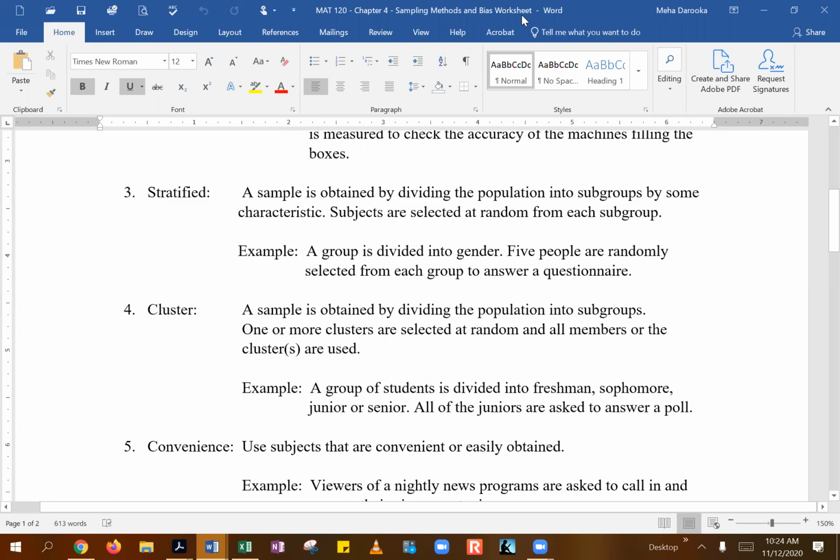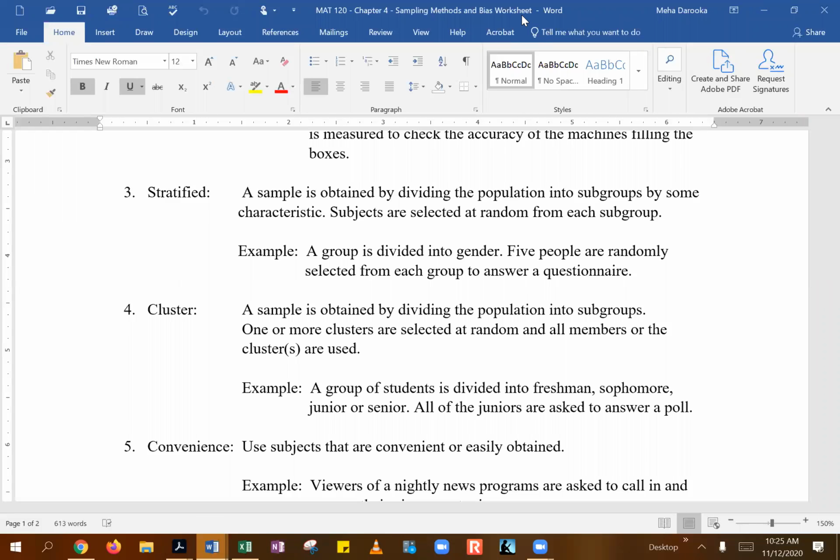We have the stratified sampling technique. In this one, the sample is obtained by dividing the population into subgroups based on some characteristic, and then your subjects are selected at random from each subgroup. As a basic example, we divide our group by gender, and then select 5 people, again randomly. So you don't look at preferences. For each group that has been subdivided into genders, you would still need to randomly select members.